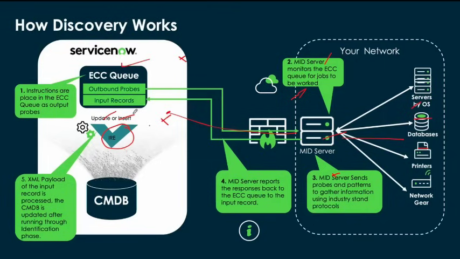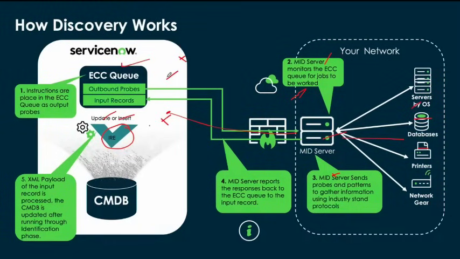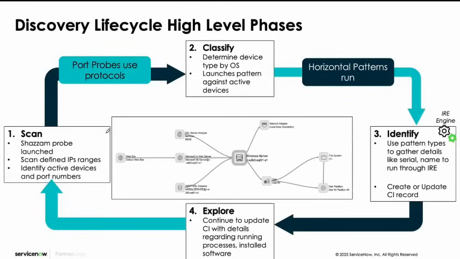Now, from a high level, let us dive a little bit deeper into the different phases. From a life cycle perspective, discovery moves through 4 main phases. As I go back a step just to give you a picture, as the ServiceNow instance sends an event to the MID Server, it is now called the scanning phase. It starts with the Shazzam probe, scanning the defined IP ranges to detect active devices and port numbers. So anything which has an IP can be discovered by ServiceNow.